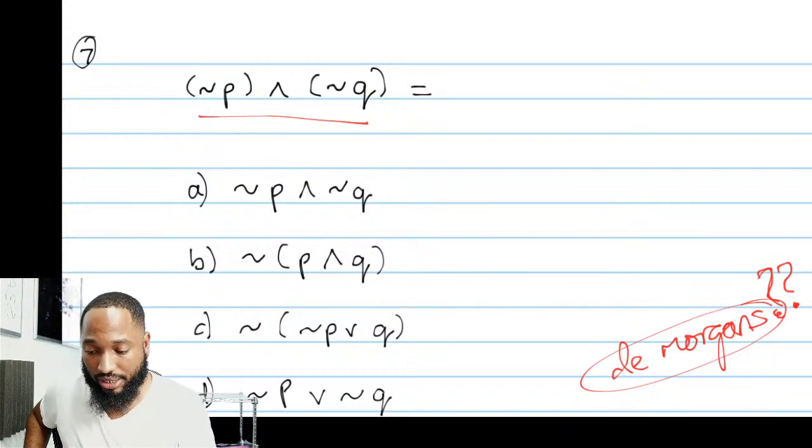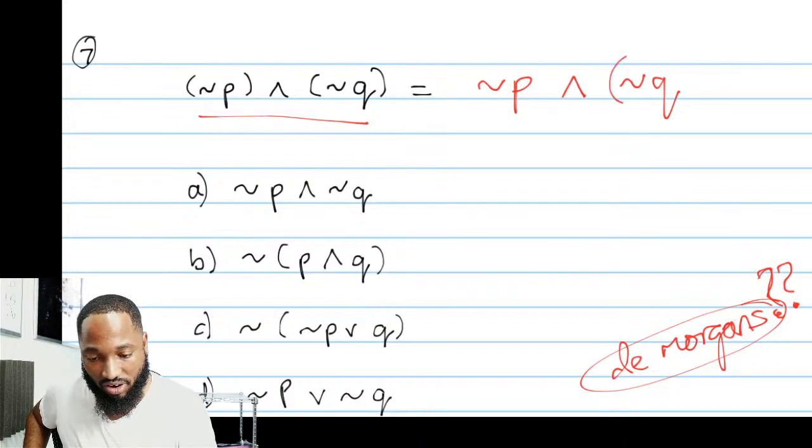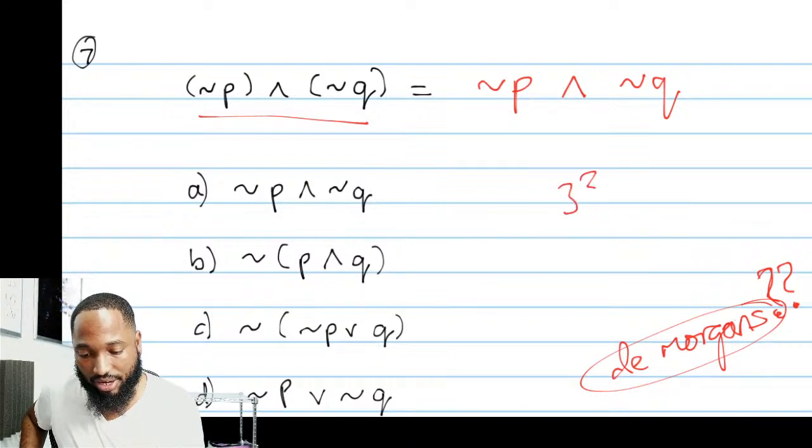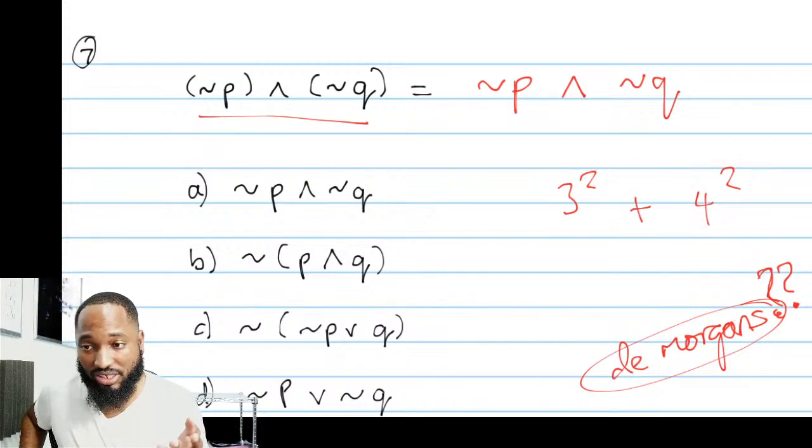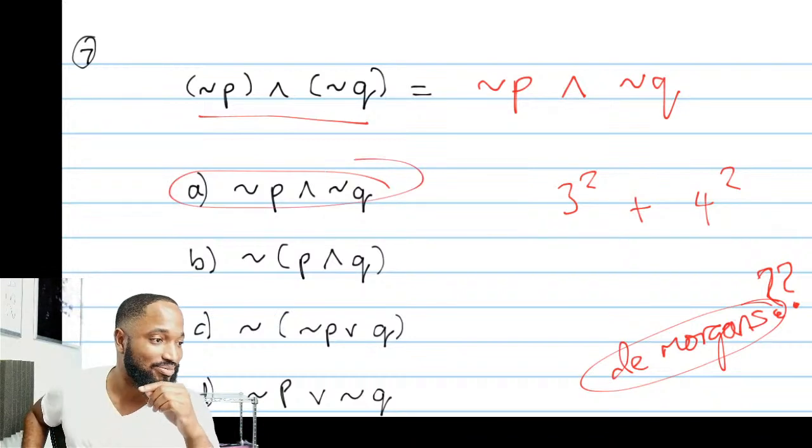You can't just say not P and not Q. We don't need those brackets. This not already indicates that it's tied to that. That's like saying 3 squared plus 4 squared. We just remove the brackets. It's still okay. It's still fine. So the answer is A.